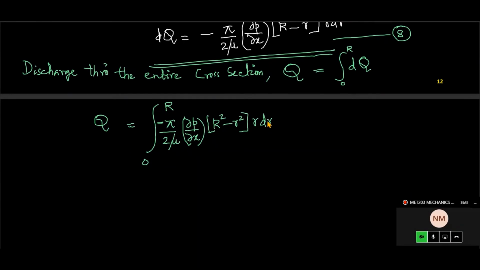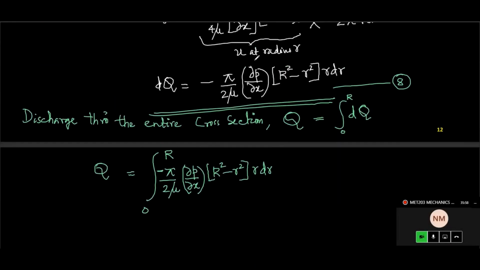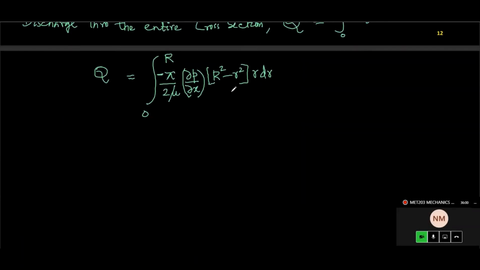It's not an indefinite integral because you are integrating over the limit 0 to capital R. Radius varies. This is the expression for dq, and I'm going to integrate it over this limit. But it's not a complicated one because here you are integrating with respect to small r only. Small r is the only variable, so the constants you can take outside the integral.